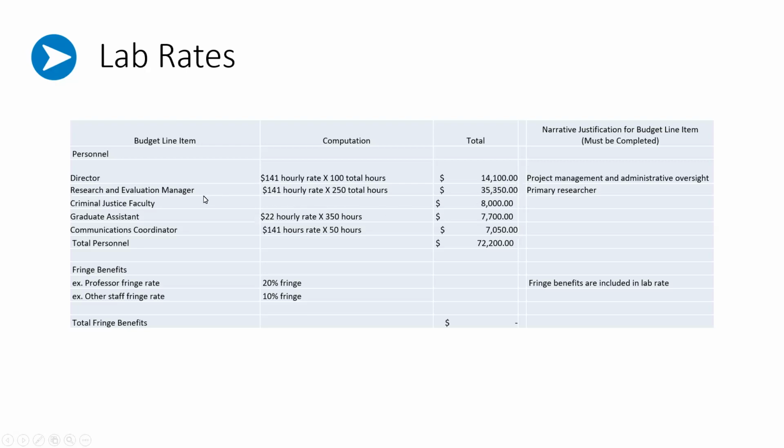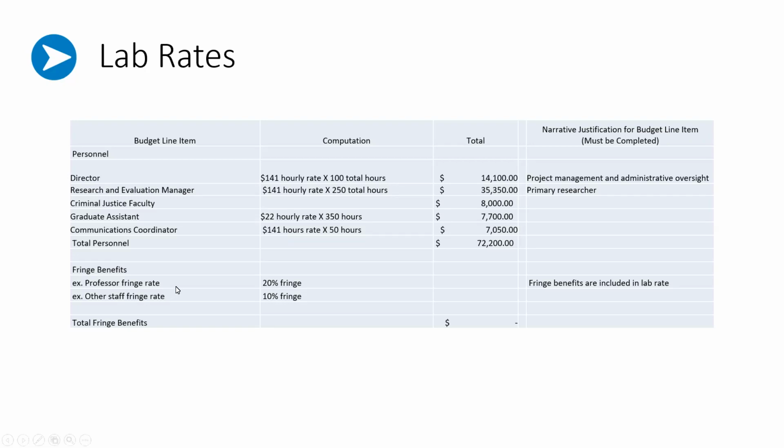And then all of these other positions were adjusted. The research and program evaluation manager at $141 a rate. Then the graduate assistant, we used their actual hourly rate of $22 an hour because they're part-time student help. And they worked 350 hours on this project for $7,700. And then the communications coordinator was a staff person, and they received the $141 rate.